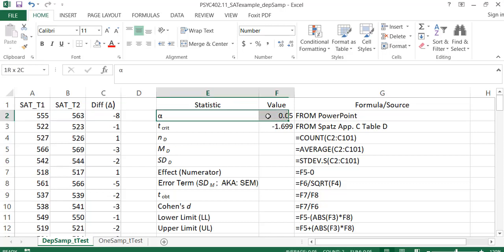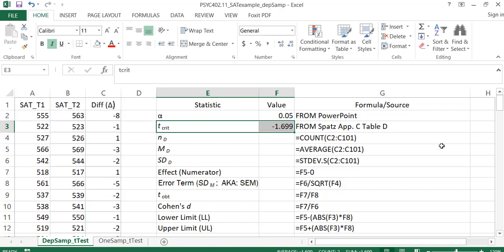I put in the alpha level. I also put in t-critical. In the video, I used a more general table that had degrees of freedom for 20 and degrees of freedom for 30. And when we did that, we ended up with our t-critical being negative 1.73. Here, I've gone back to SPATS, looked in Appendix C, looked at Table D, and it gives me the exact t-critical for 29 degrees of freedom, which would be preferable.